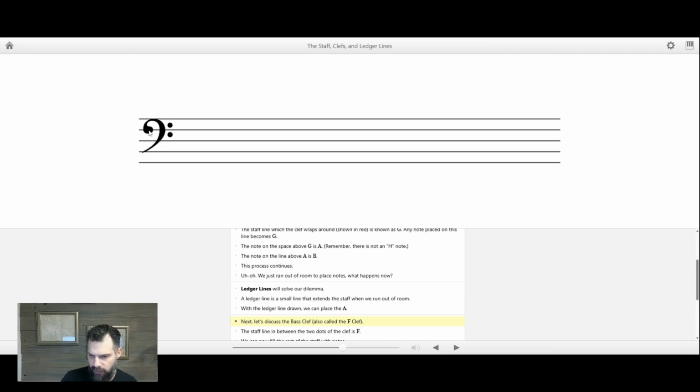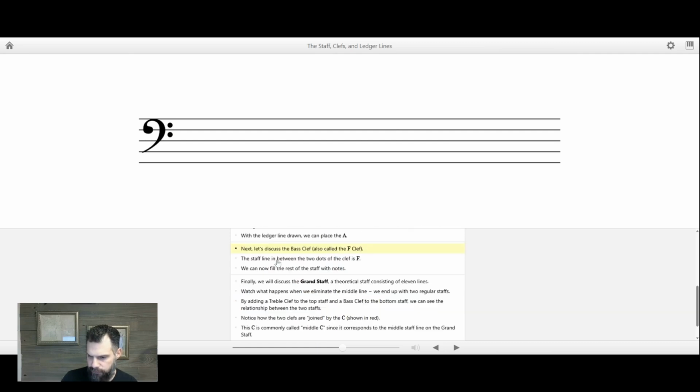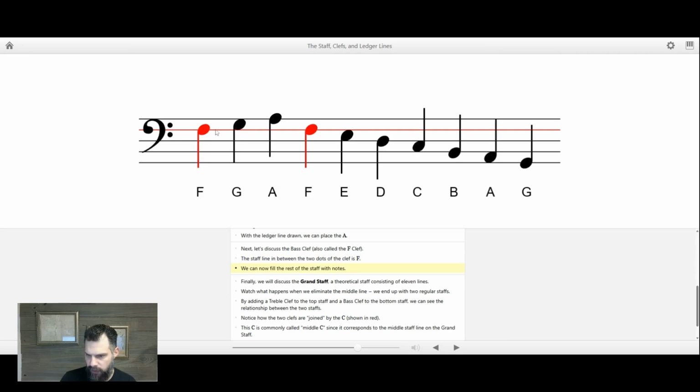Remember, it wraps around this note, so that becomes an F. And basically, they're just showing us that. But now that we know the process, we can kind of fill all these in. So this is an F, G, A. We go back to F, E, D, C, B, A, G. Now, it's the alphabet backwards, but A, B, C, D, E, F. And they skip to G, A.